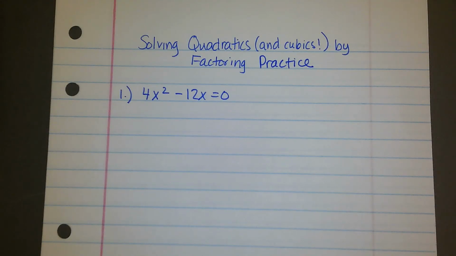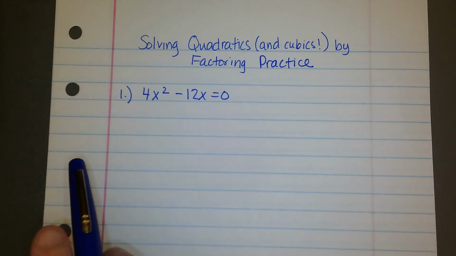Whew, what a day. Last practice before your homework. Now remember that your homework is graded, so you want to make sure that you're doing all of the things to understand the material and to do the practice so that you can be successful when you hand your homework in. The first equation is 4x squared minus 12x equals 0.